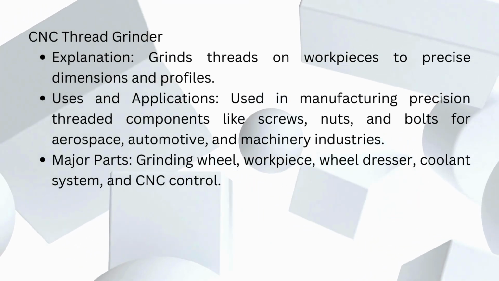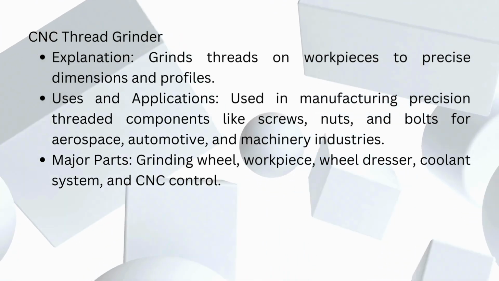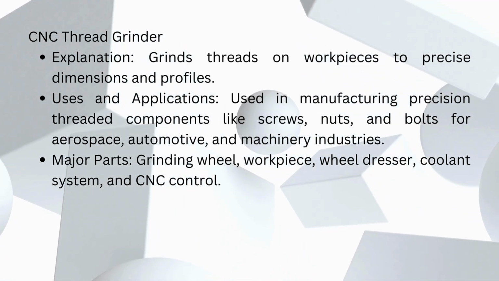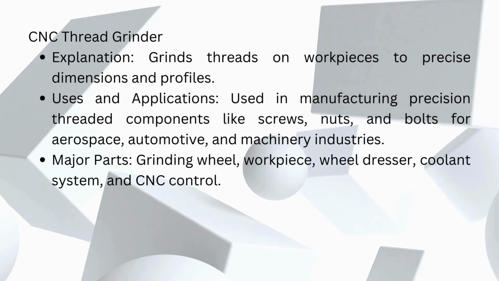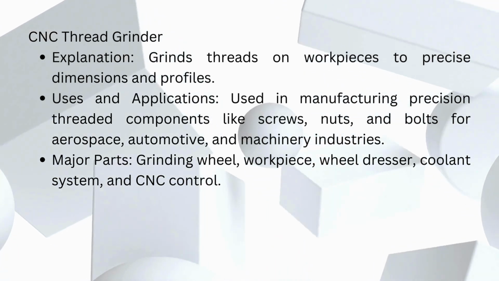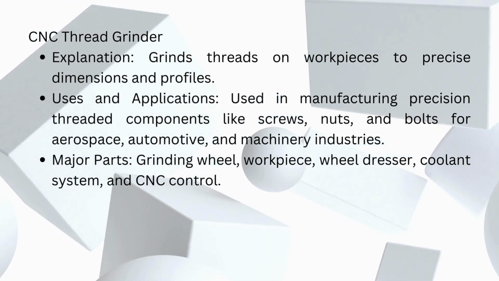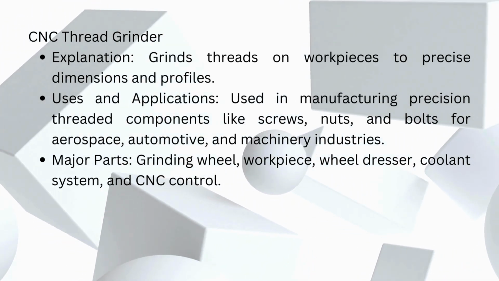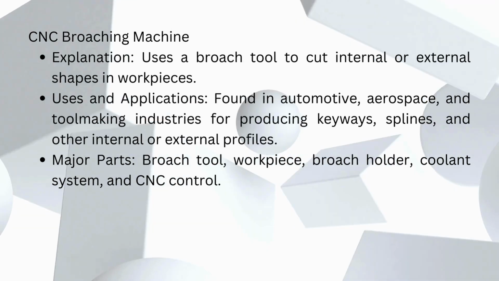CNC thread grinder. Explanation: grinds threads on workpieces to precise dimensions and profiles. Uses and applications: used in manufacturing precision threaded components like screws, nuts, and bolts for aerospace, automotive, and machinery industries. Major parts: grinding wheel, workpiece, wheel dresser, coolant system, and CNC control.